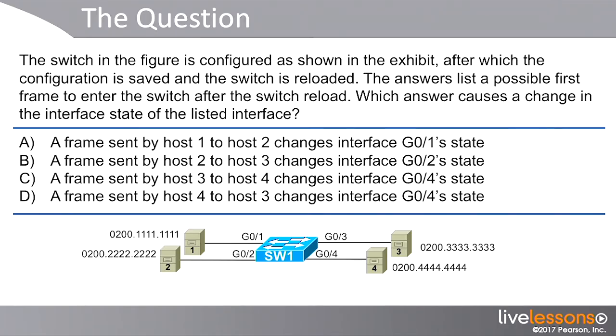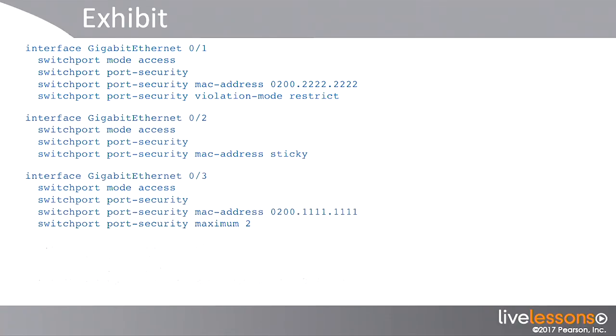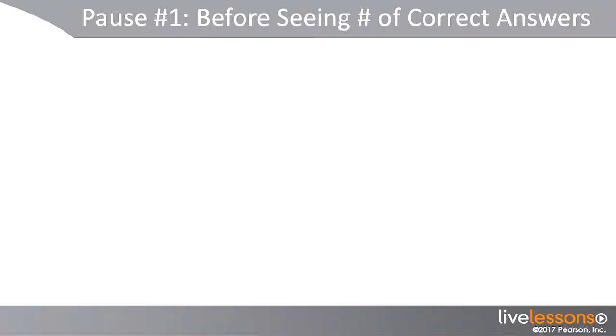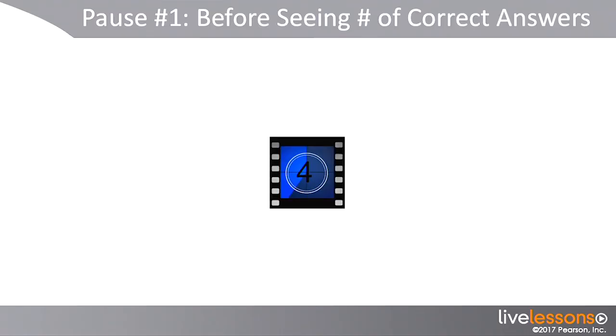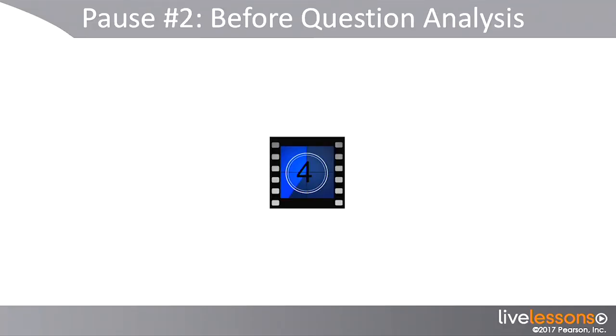So you might want to hit pause here to read through, and then take a few moments over here with the exhibit that shows configuration on 4 different interfaces on the switch that you saw in the figure. As usual, you can stop now and answer if you prefer, before seeing the number of correct answers, if you just like to make it a little more difficult. Now you've seen the number of correct answers, which is what the exam would be like. You can hit pause again and back up and look at the question and exhibits and make your own answer.